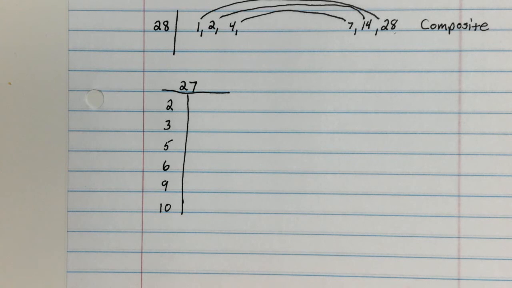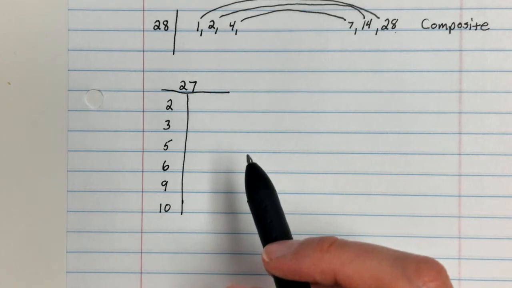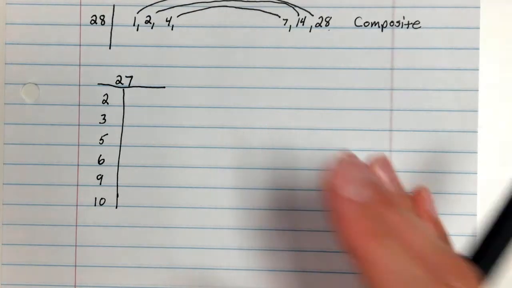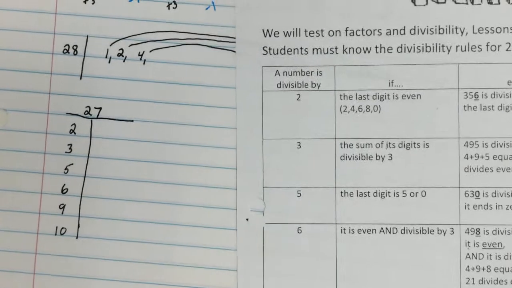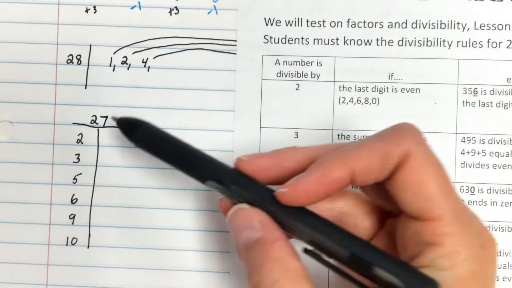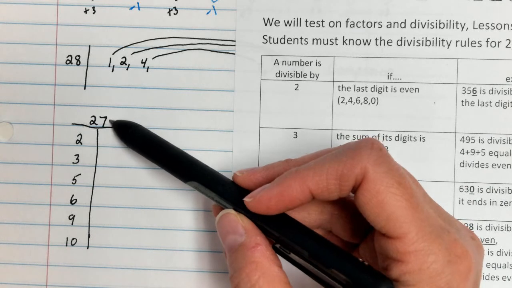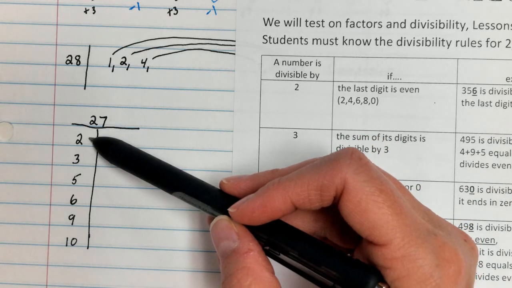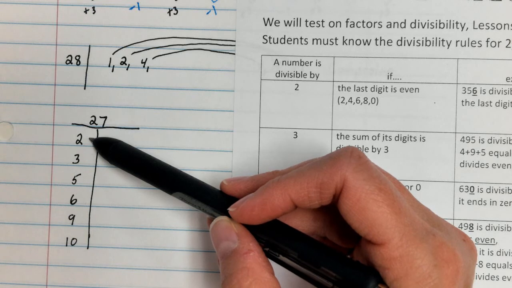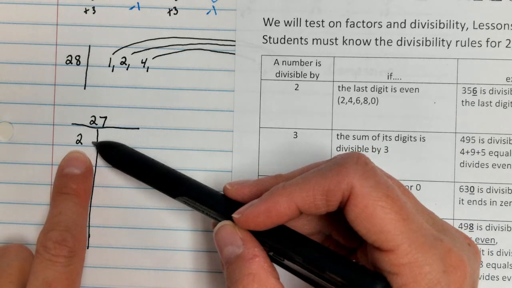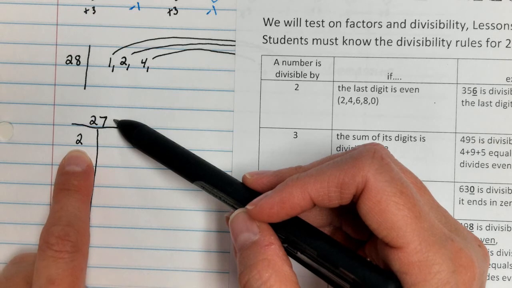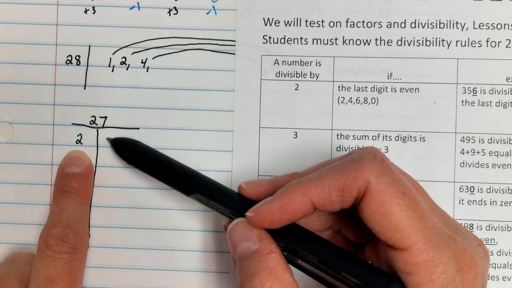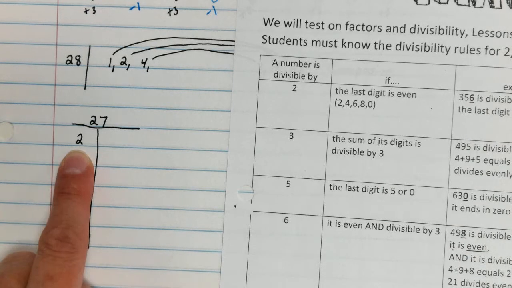No, we're not going to do 7 because there's not really a divisibility rule for 7. We just have to know 7. All right. Now, we're going to look at our divisibility rules, and we're going to decide if this number up here is divisible by this number here. Now, the other way to say this is I can say, is 2 a factor of 27? That means is 27 divisible by 2? So is 2 a factor of 27?